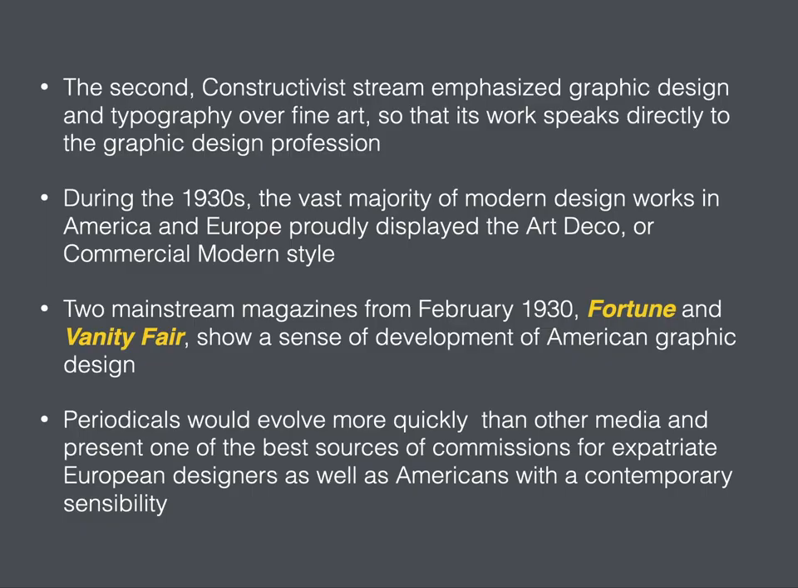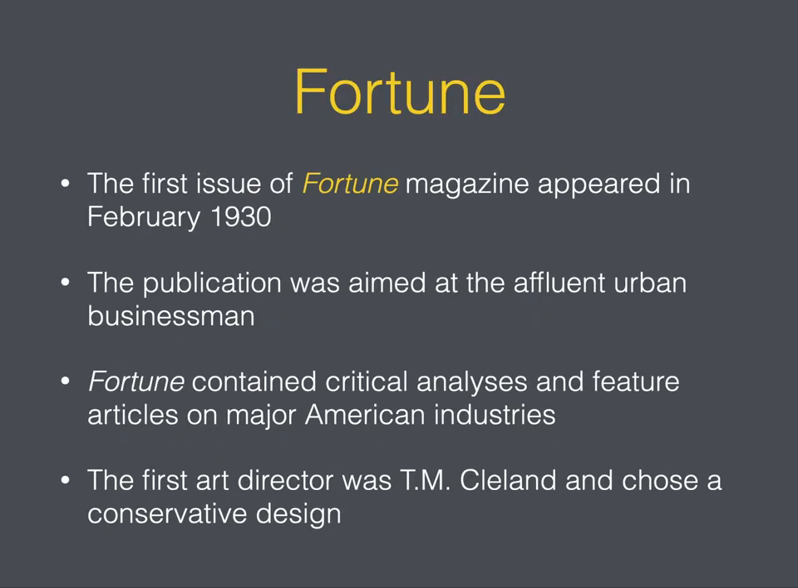Two of these magazines that came about in the 1930s were Fortune magazine and Vanity Fair. Magazines really evolved quickly because oftentimes they came out monthly or bi-monthly. And magazines were publications that hired a lot of both American designers as well as European designers. So the first magazine we'll talk about is Fortune, and the first issue of Fortune magazine appeared in 1930. And it was aimed at the affluent urban businessman, and I believe that Fortune magazine is still around today.